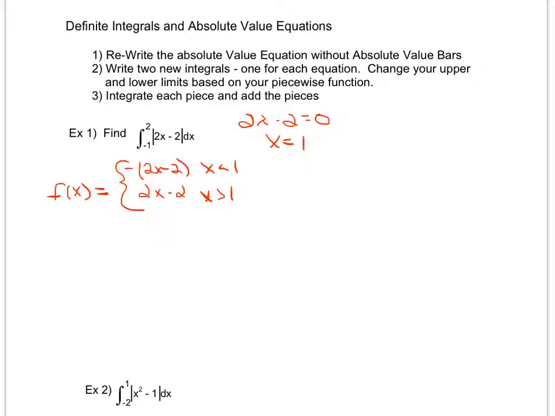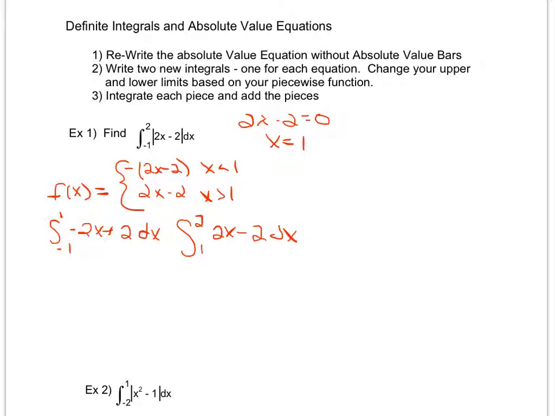So now my integral, I want to go from negative 1 to 2. Notice that from negative 1 to 1, I have one function, but from 1 to 2, I have a different function. I'm going to use that to break up my integral and take the integral of each individual piece. So from negative 1 to 1, I'm going to integrate the function negative 2x plus 2, so I distributed that negative in. And from 1 up to 2, I'm going to integrate the function 2x minus 2.